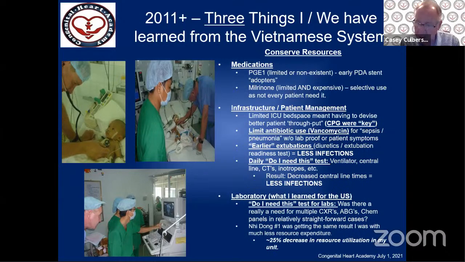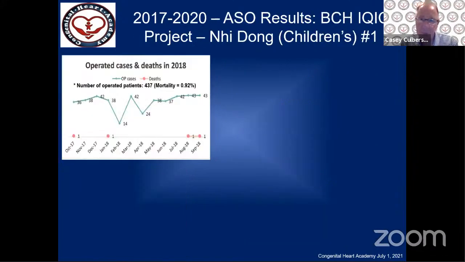And actually, what I liked about this, and I think what's interesting, is I learned something in return. So I brought home to my ICU the "do I need this" test. I watched my Vietnamese colleagues get the same results that I was getting, but with much less chest x-rays, blood gases, chemistries, et cetera. So when I did this in my unit, I found about a 25% decrease in resource utilization. So I thought that was a fantastic interplay between two programs.